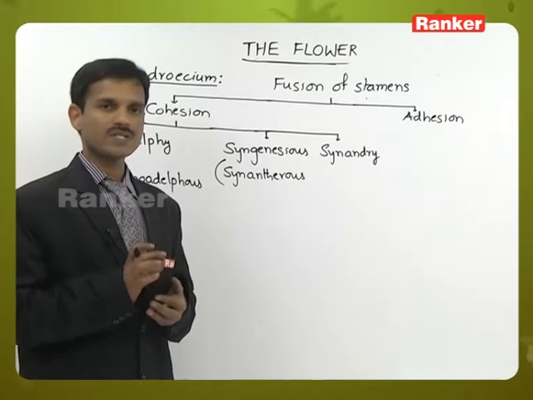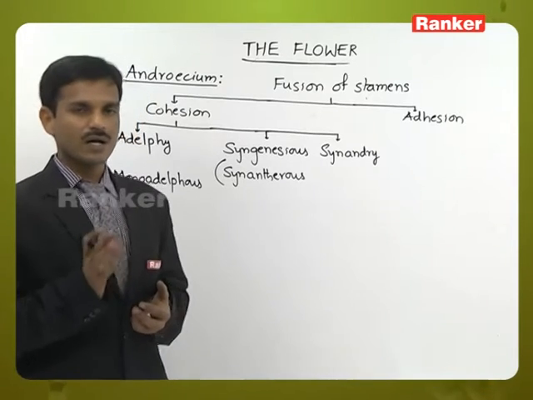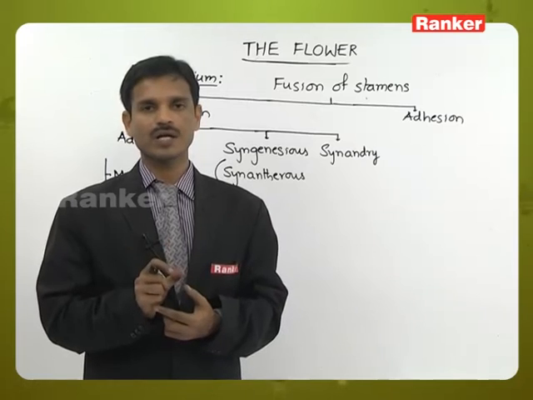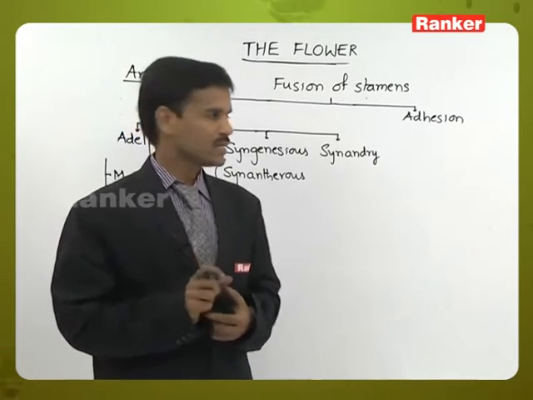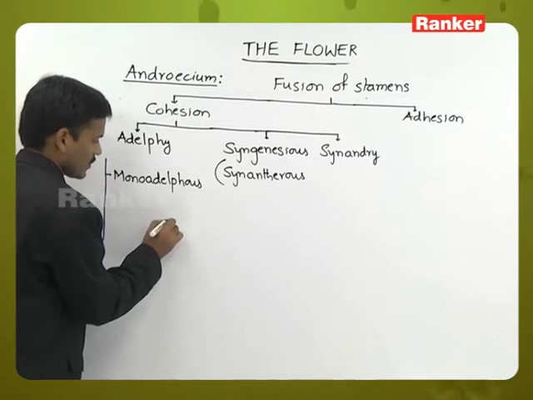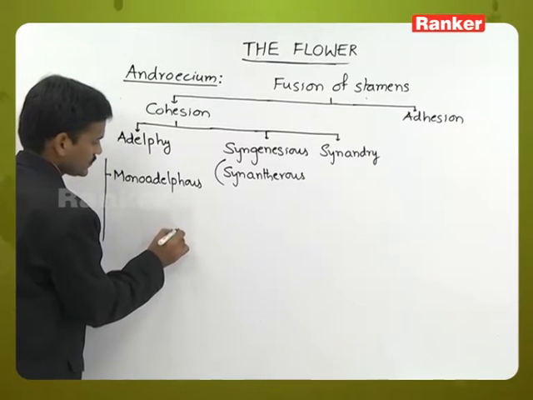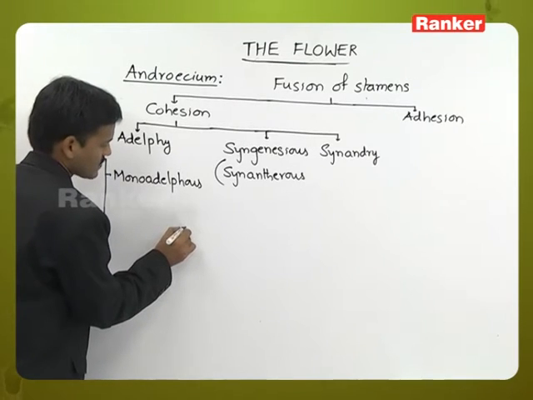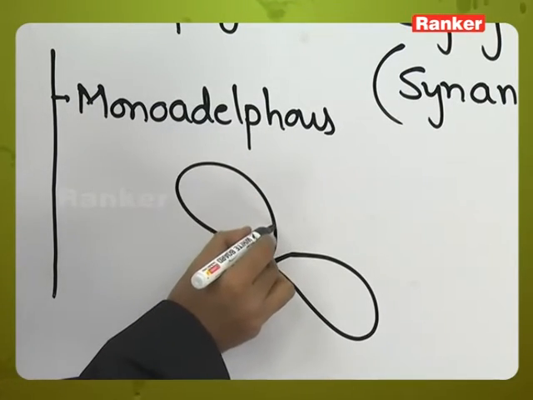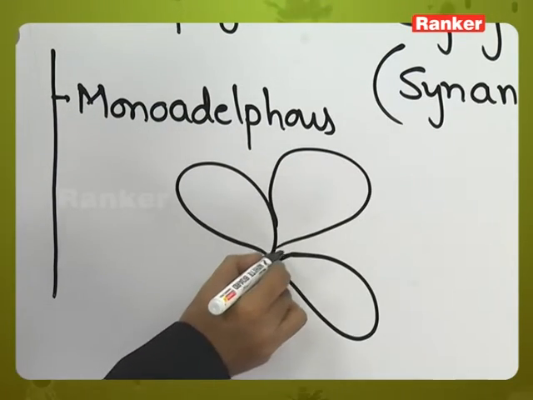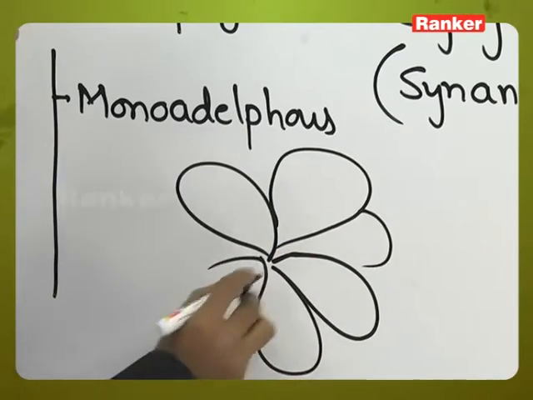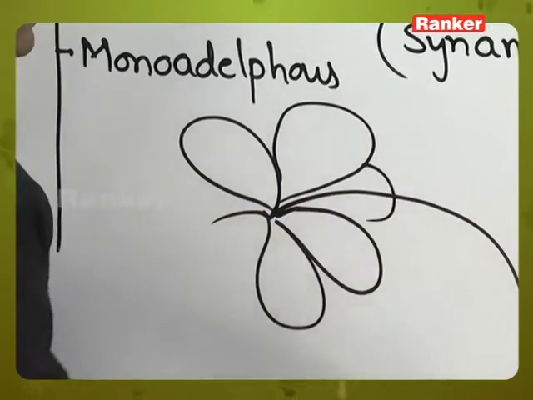Monoadelphous means all the filaments are fused. When a number of stamens are present in the flower, all the stamens are fused in the filament portion only, not the anthers. So only the filaments are fused to form a single bundle. For example, the hibiscus flower.